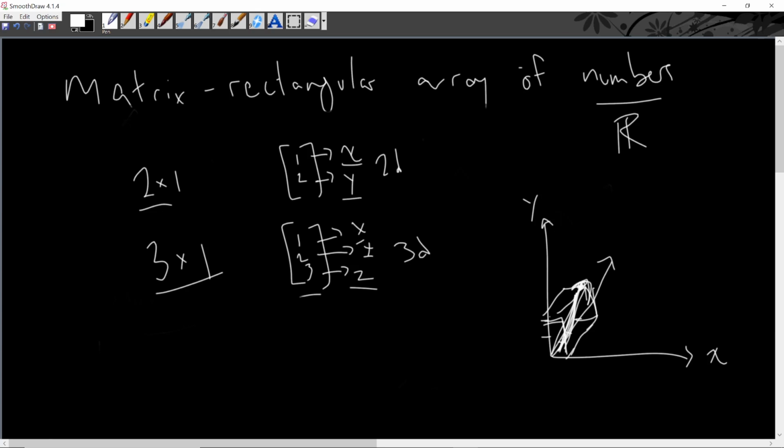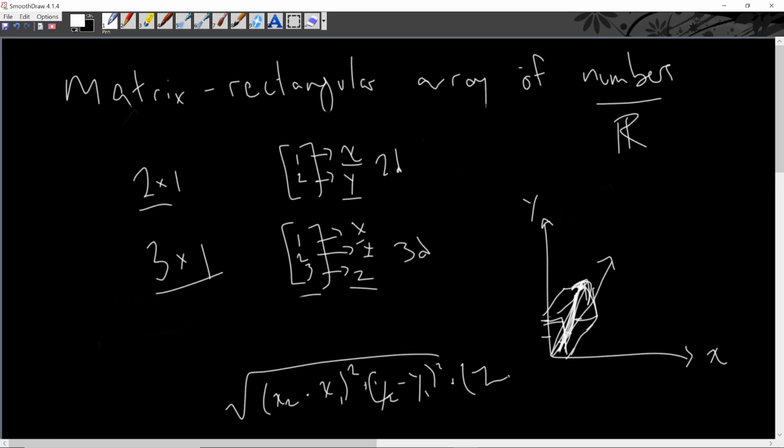And the magnitude of this is how you calculate distance, like for the 2x1, and that's going to be the square root of x2 minus x1 squared plus y2 minus y1 squared plus z2 minus z1 squared. And for a relatively normal proof, again, this is just going to be another representation of the distance formula.